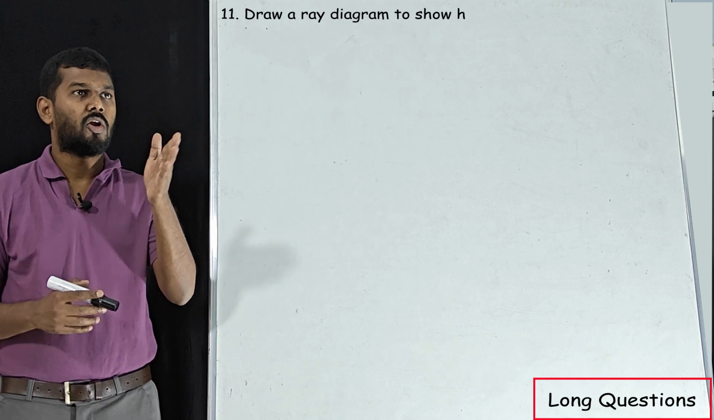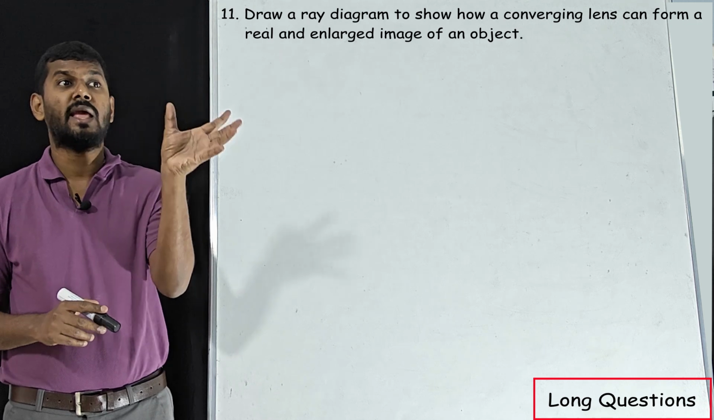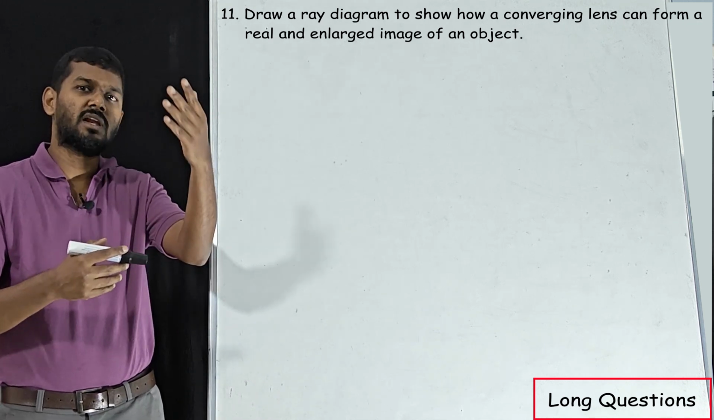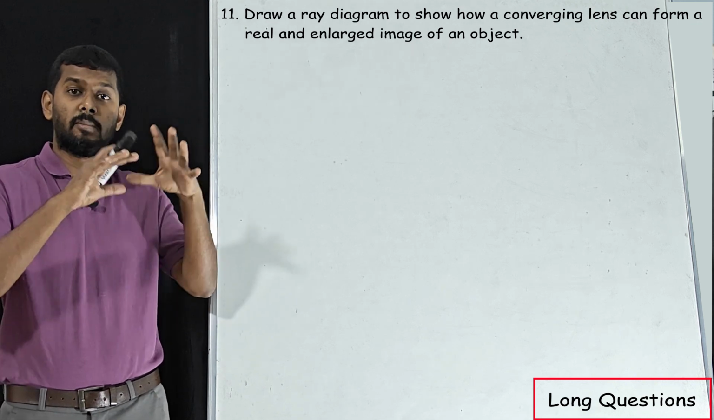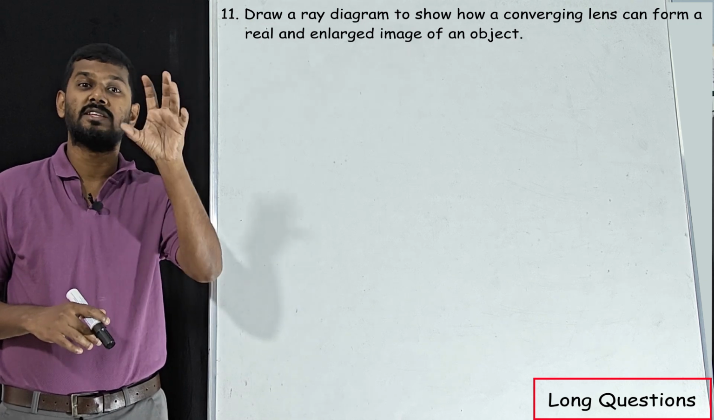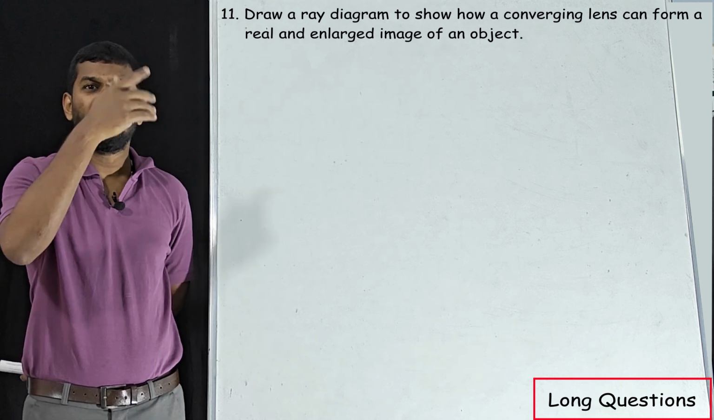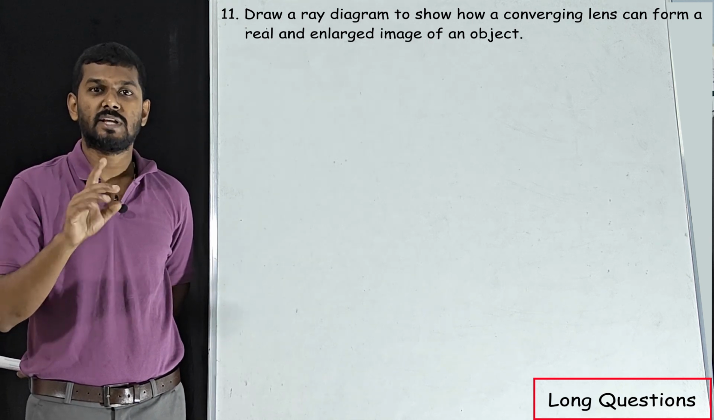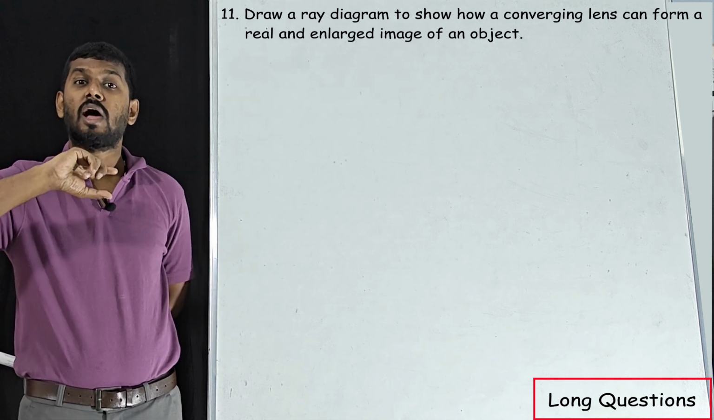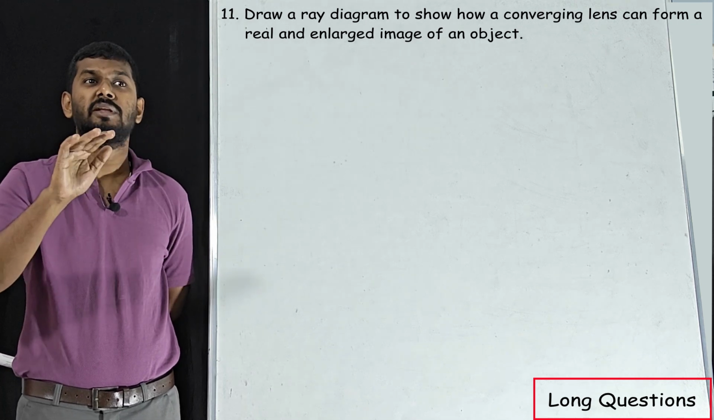Our next question: draw a ray diagram to show how a converging lens can form a real and enlarged image of an object. These are cases of the convex lens and concave lens, correct? That's why we are going to skip it, because we have learned it thoroughly in the concept video. I'm just going to give you the hint of which case, where the object is placed. See, the image is going to be real and enlarged. The important thing is enlarged. Enlarged is nothing but magnified. See, he has not mentioned magnified or highly magnified. Highly magnified is very much important. Here it is just mentioned enlarged.